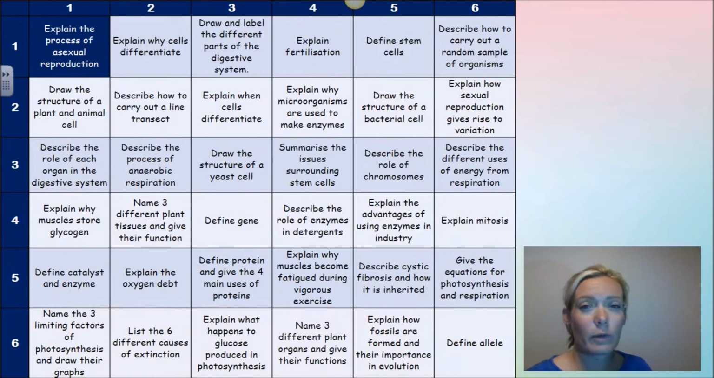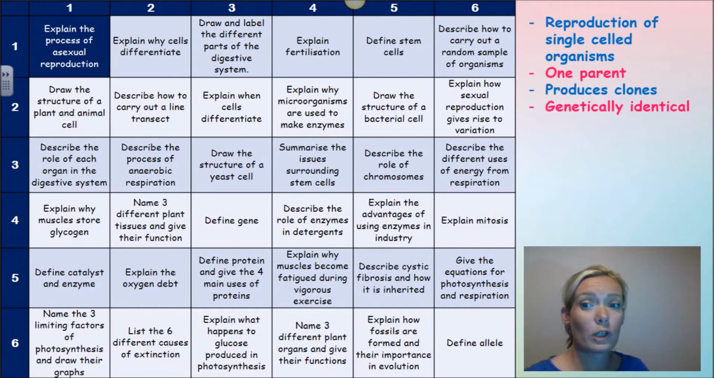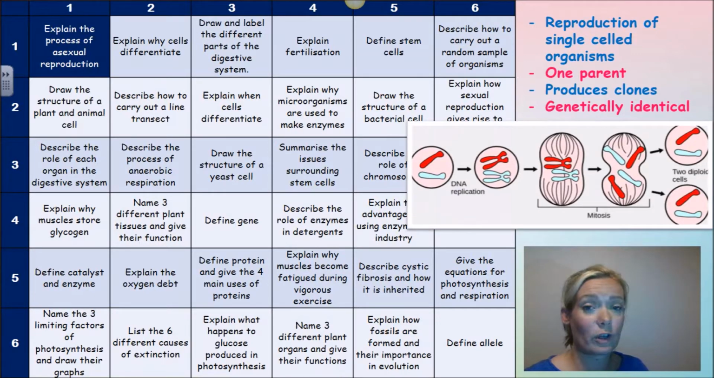Okay, so the first thing we think that might come up is the process of asexual reproduction. All right, this is how single-celled organisms will reproduce. So they'll just copy themselves because they're a single cell. The process with which they'll do that will be mitosis. You can see here on the diagram.